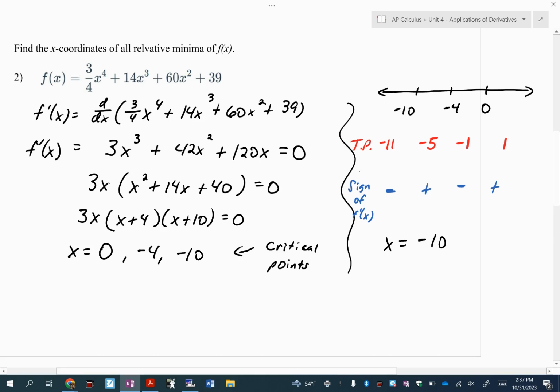Is that happening at another place? Yes. Negative to positive is which critical point? 0. So at x equals negative 10 and x equals 0, I'm expecting to see a relative or local minima.